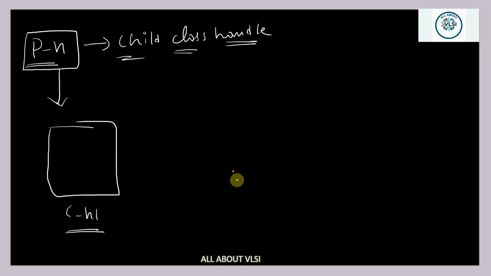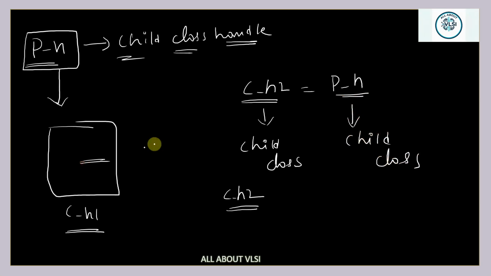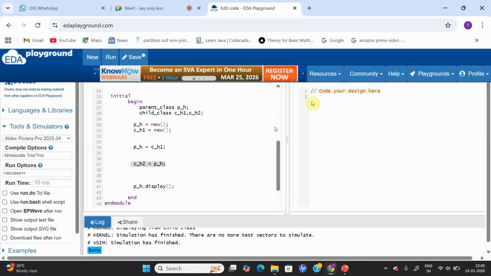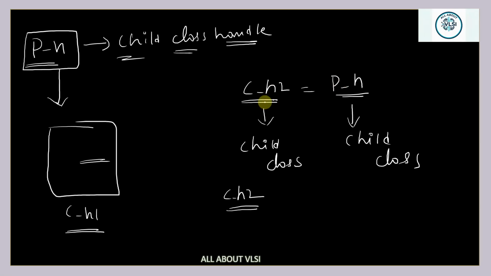Now, C_H2 is one of the child class handles. What are we doing over here? We are basically assigning C_H2 is equal to P_H. This is a child class handle, and this is also a child class handle since it's pointing towards a child class object. Now tell me, is this assignment valid or invalid? By seeing this particular thing, what do you feel?